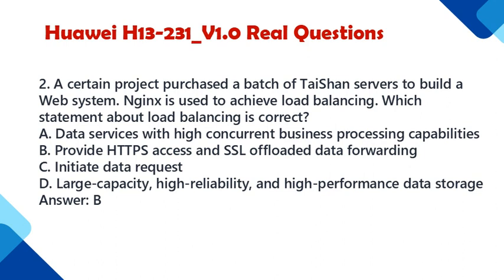2. A certain project purchased a batch of Taishan servers to build a web system. Nginx is used to achieve load balancing. Which statement about load balancing is correct? A. Data services with high concurrent business processing capabilities. B. Provide HTTPS access and SSL offloaded data forwarding. C. Initiate data request. D. Large capacity, high reliability, and high performance data storage. Answer. B.